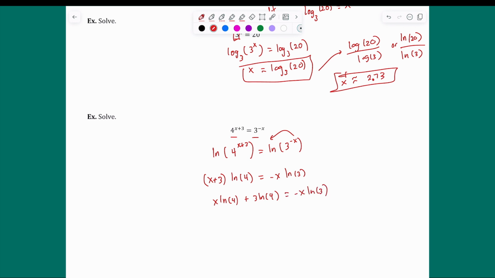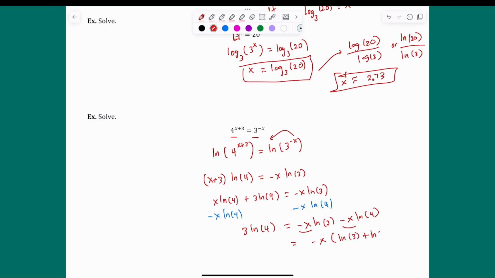I'm going to go ahead and subtract x ln of 4 on both sides here. And that will give us 3 ln of 4 on the left-hand side, and on the right-hand side we have minus x ln of 3 minus x ln of 4. And then notice each one of these has a minus x in common, so I could factor out a minus x, and what's left behind would be ln of 3 plus ln of 4.